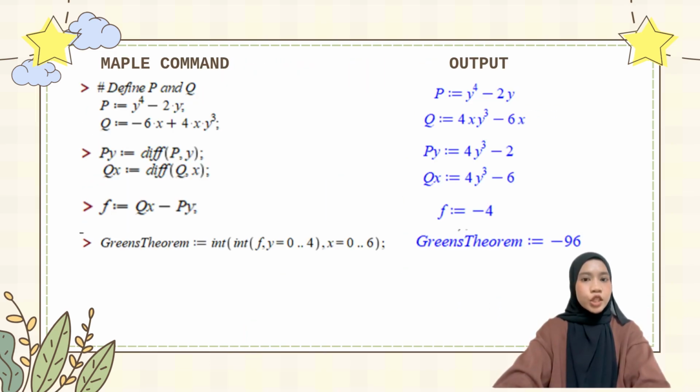In this slide, we apply Green's theorem using Maple to verify our manual calculation. We first define the functions P and Q, and then compute their partial derivatives, where we find Py and Qx. Next, we calculate the expression Qx minus Py, which is required in Green's theorem. After substituting into the double integral over the given region, Maple evaluates the integral automatically. From the output, the final result obtained is negative 96. This confirms the correctness of our manual solution and shows that both methods give the same answer. Using Maple not only helps to verify our work, but also reduces the chance of computational errors in complex integrals.